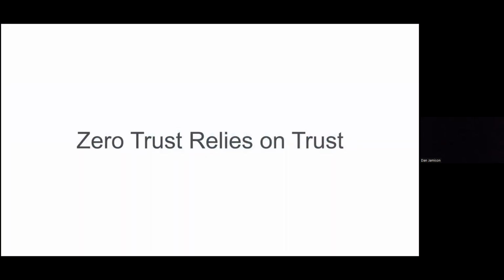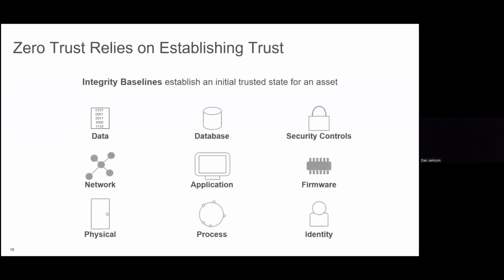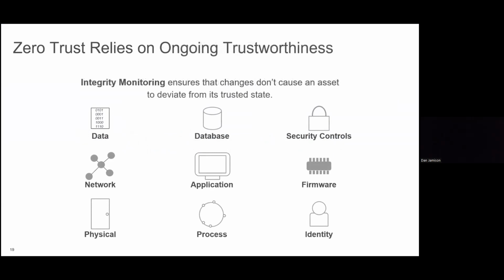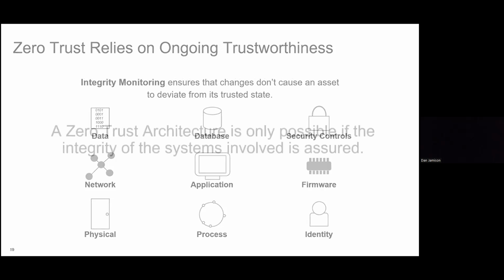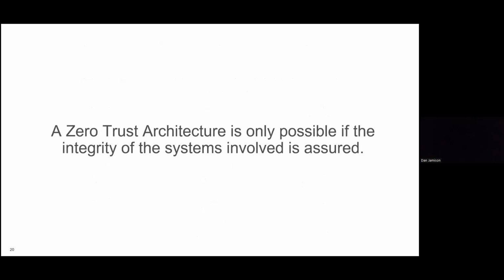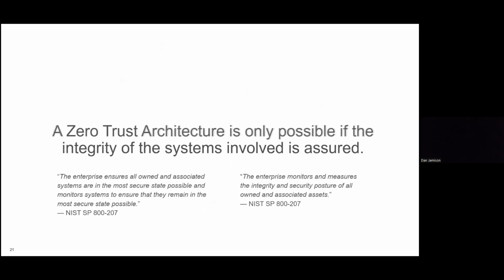So zero trust relies on trust, and you have to establish trust. So again, going back to the notion of a baseline, you want to set up that initial trusted state for an asset and for your network. Integrity monitoring is going to ensure that those changes don't cause any one of those assets to deviate from its trusted state, or at least if it does, give you the ability to examine that and see if it's something that you wanted to have happen. And a zero trust architecture is only possible if the integrity of those systems involved is assured.